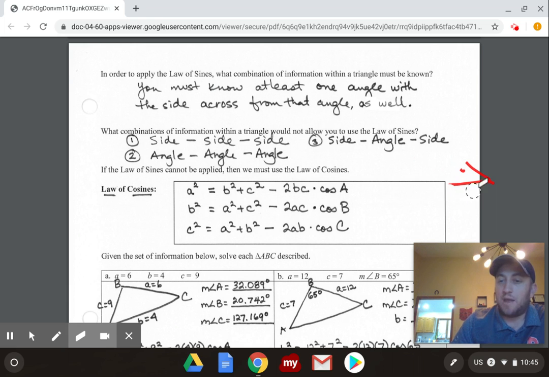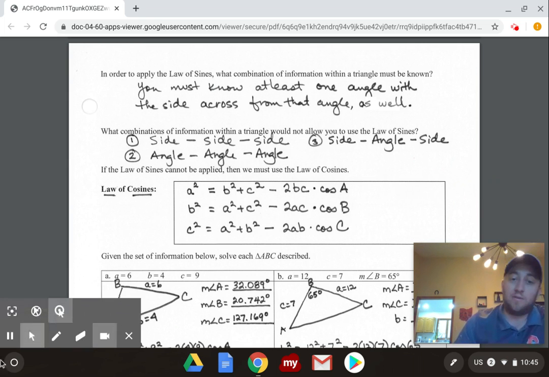The other one would be angle, angle, angle. Obviously, I could not use law of sines if I had angle, angle, angle presented to us, because I do not know the angle and the side across from it.